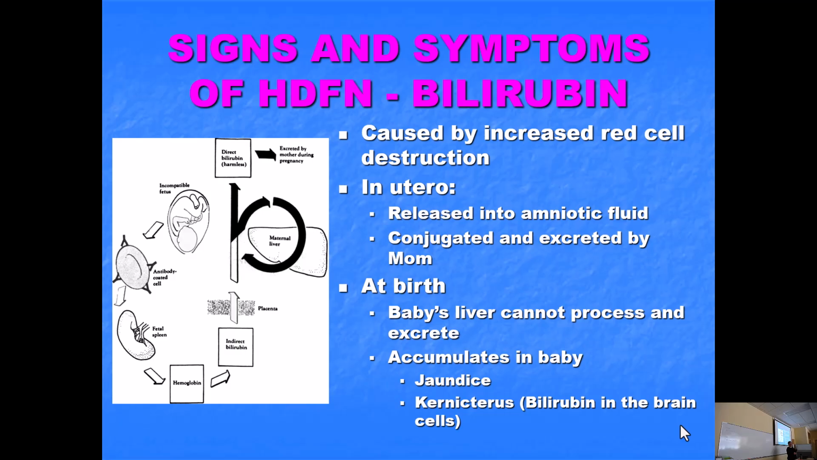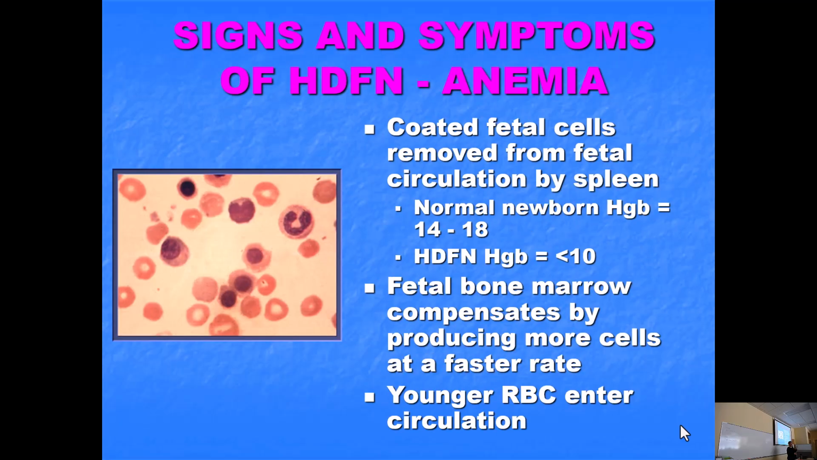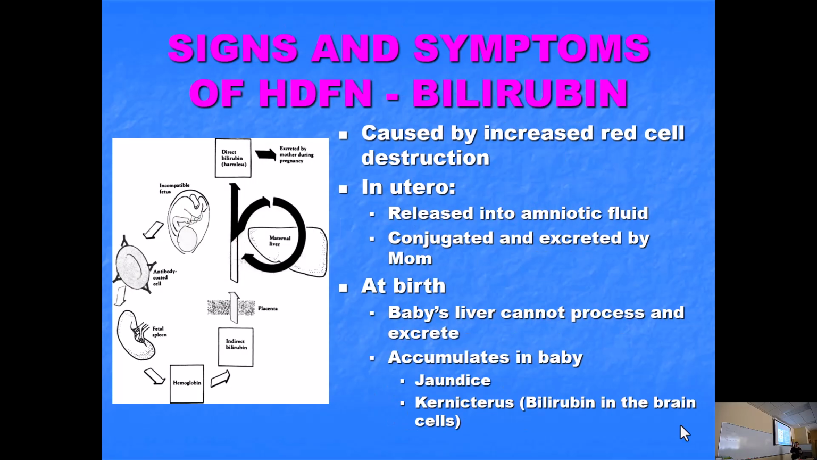And then, because of that, you're going to have different sizes of cells. They're going to be in there. It's going to be depleting the bone marrow, trying to keep up. But in circulation, those cells are going to continually be removed by the spleen of the baby. So then we're going to have an increased bilirubin caused by increased red cell destruction.